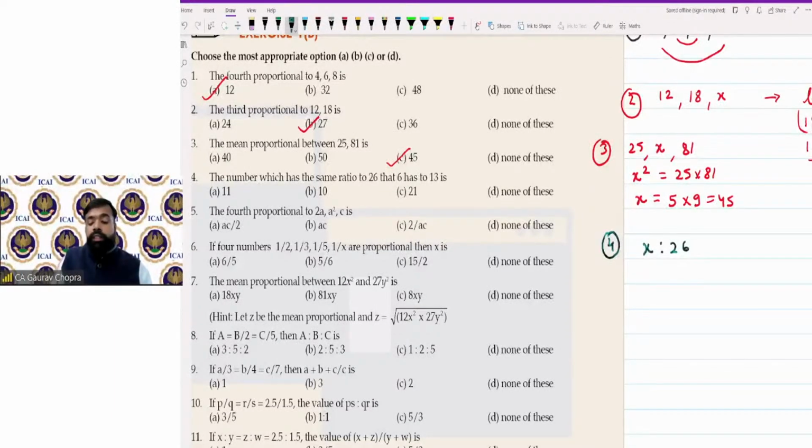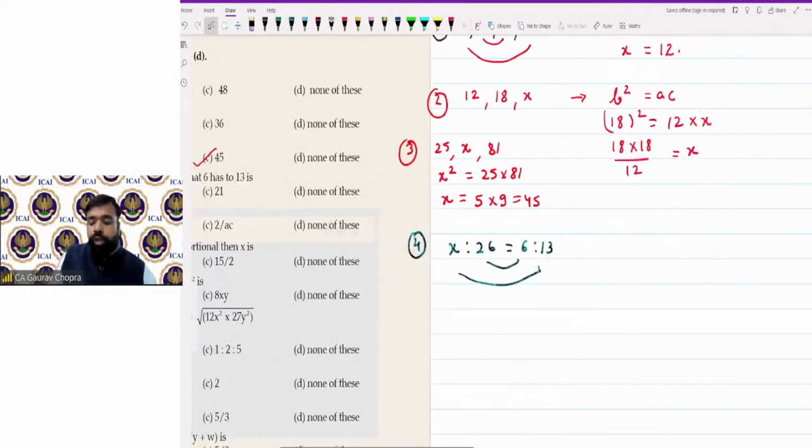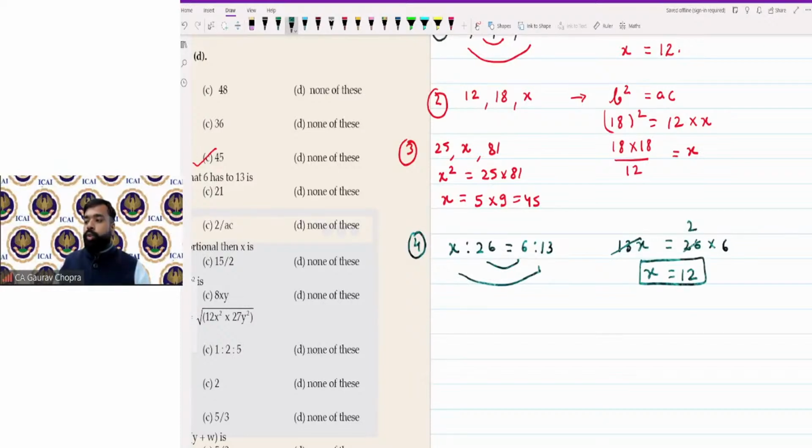Similar to 6 ratio 13. It means that these two ratios are in proportion. And then we have to find out the value of x. Applying the same method, product of mean and product of extreme. So 13 into x is equal to 26 multiplied by 6. Let us cancel 13. What we are getting? x equal to 12.